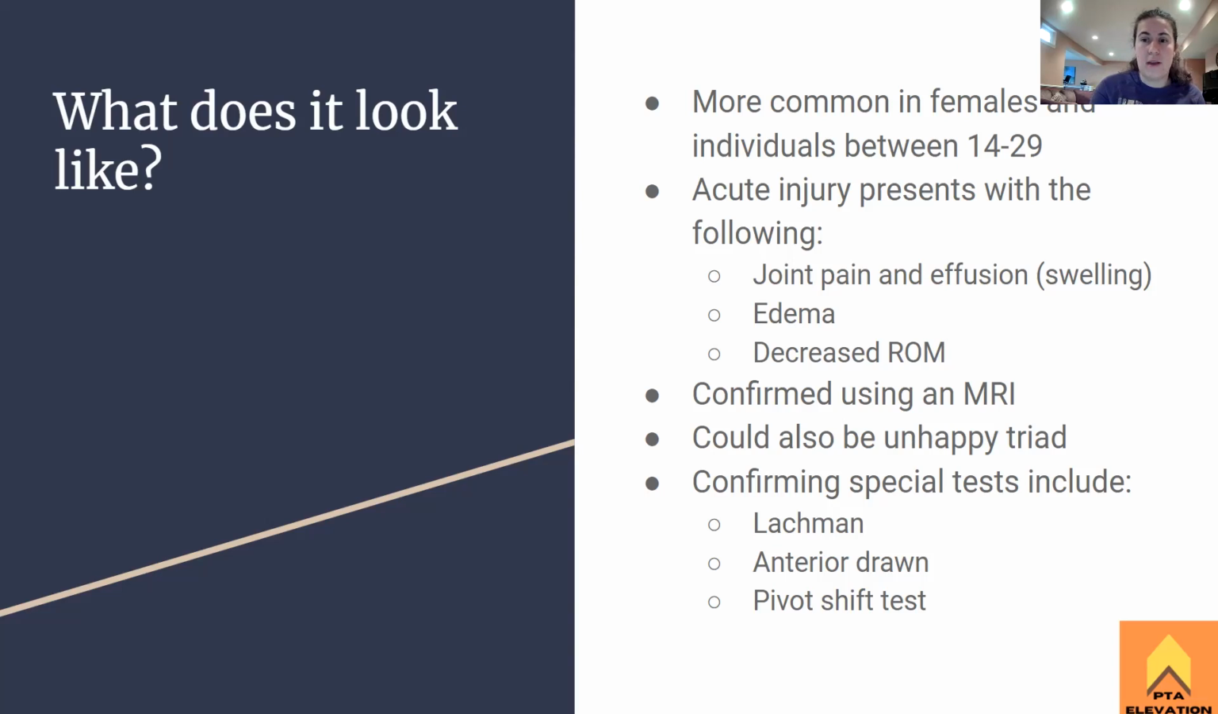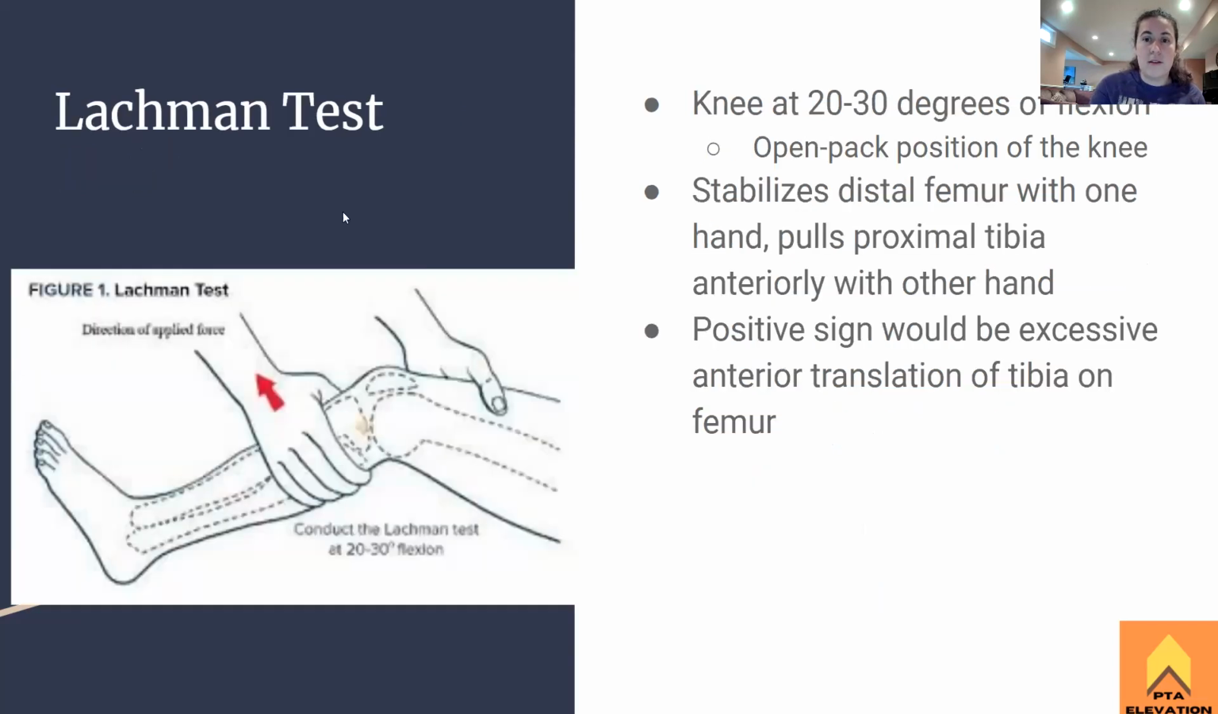So any of these three, if it's positive, we're seeing ACL. So Lachman test, this is probably the most common one. The knee is going to be at 20 to 30 degrees of flexion. And that's why I tell everybody, make sure you know the open pack position of the knee, because that is what Lachman's test is doing. We are testing the laxity of the ACL at the open pack position of the knee joint, and that is the tibiofemoral joint. That would be 25 degrees of knee flexion.